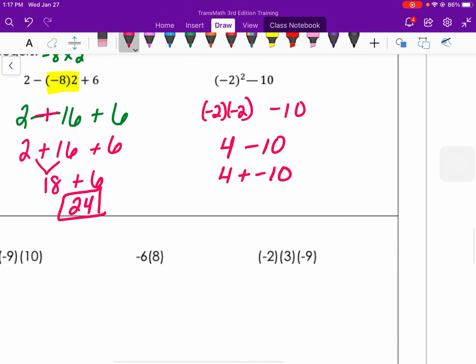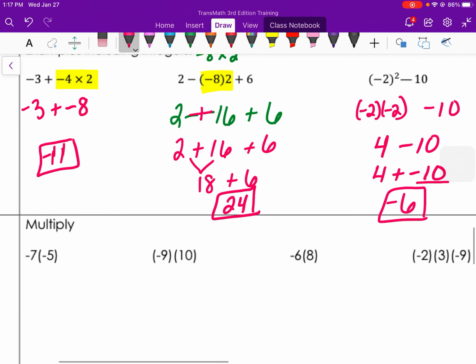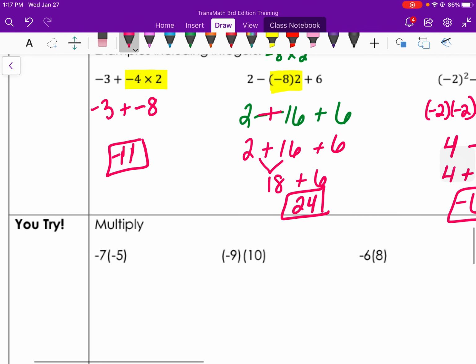And I'll rewrite it like that because now I have adding, and I'm adding where the signs are different, so positive 4 and negative 10. So find the difference between them. So the difference between 4 and 10 is 6, and your answer is negative because 10 is bigger and 10 is negative. Okay, you give a few a try on your own.